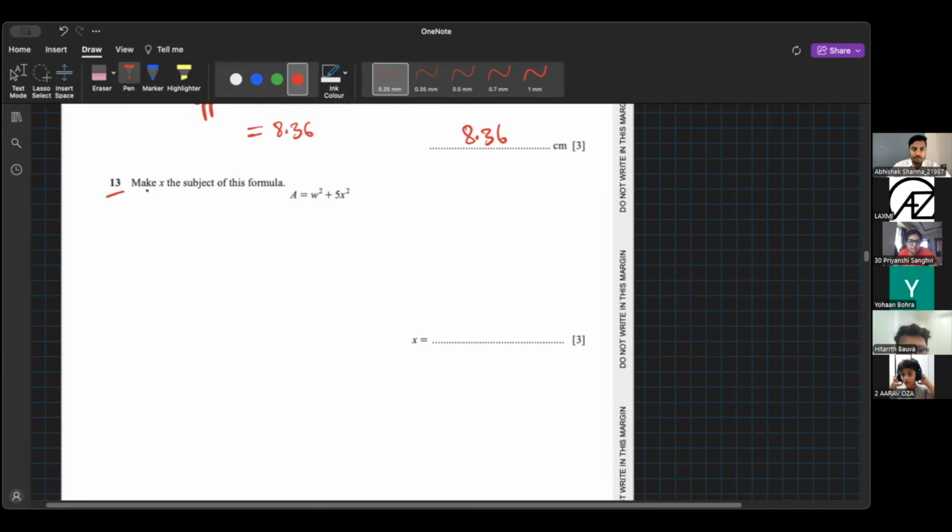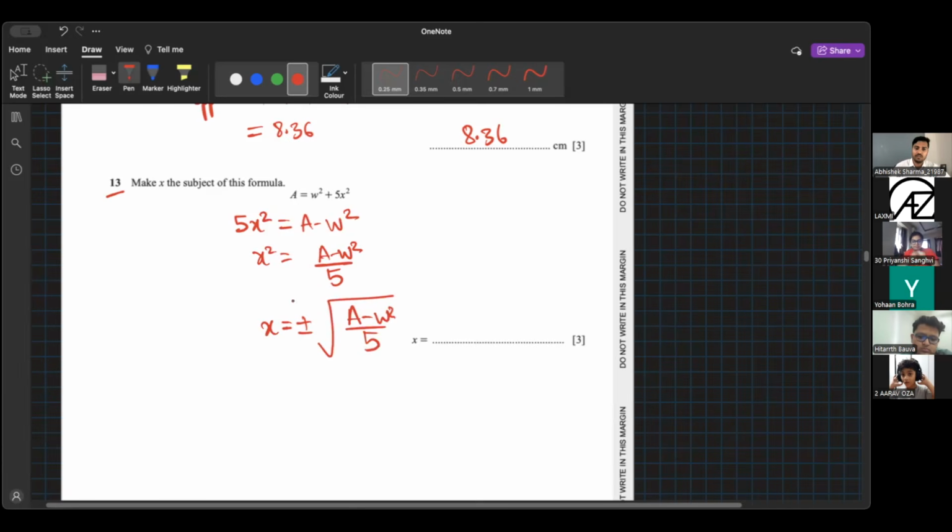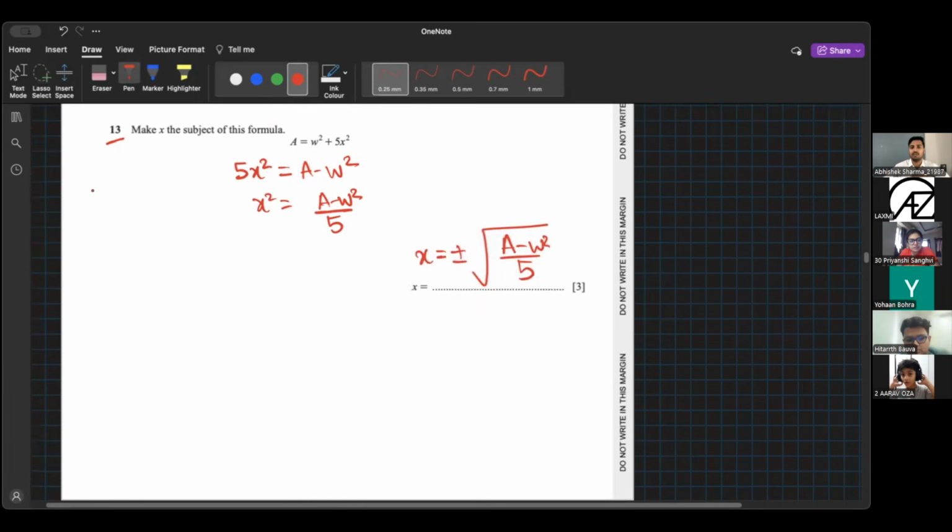Question 13. Make x the subject of this formula. In this case, we always have to check whether there's only one x in the whole equation or there are 2 x. If there are 2 x, we have to take x common. If there's only 1 x, then we can make it the subject of the equation directly. We can write it as 5x square equals a minus w square. Then x square is equal to a minus w square, the whole divided by 5. So x will be positive or negative under root of a minus w square by 5. And this is our answer.